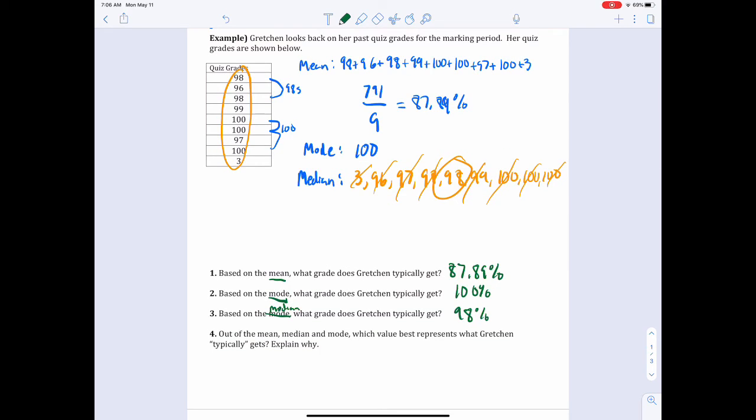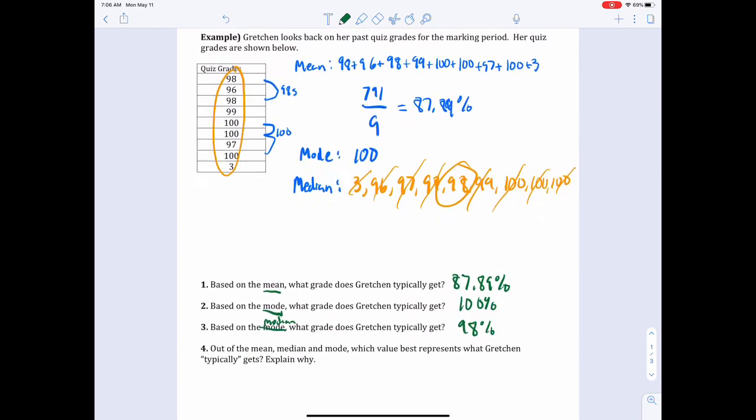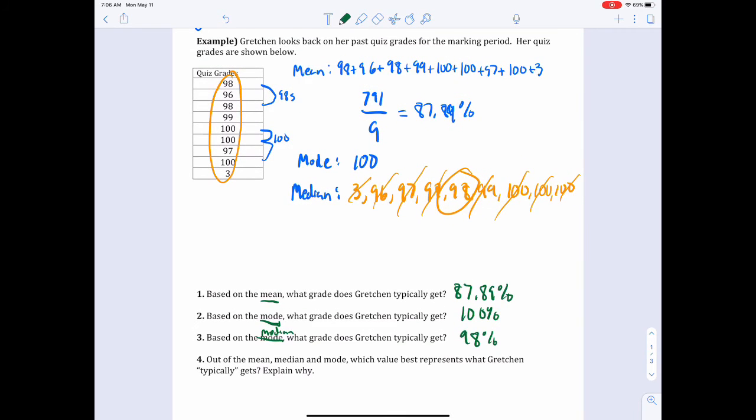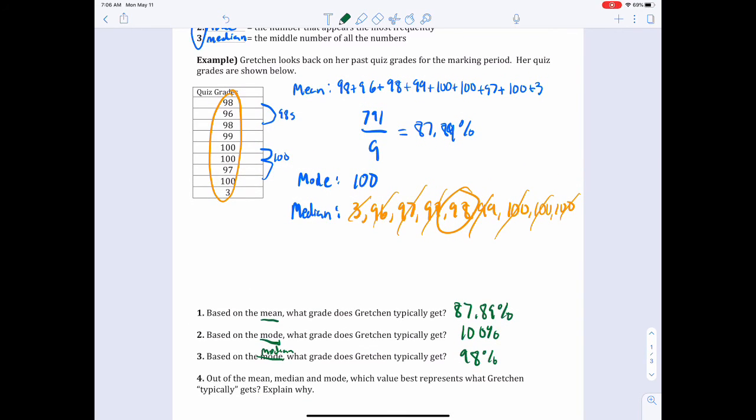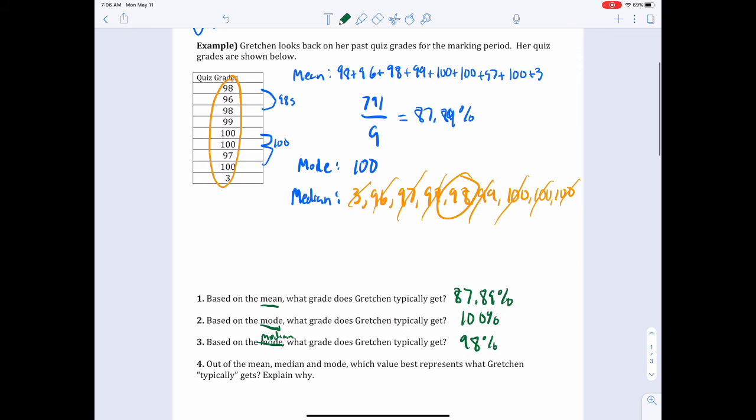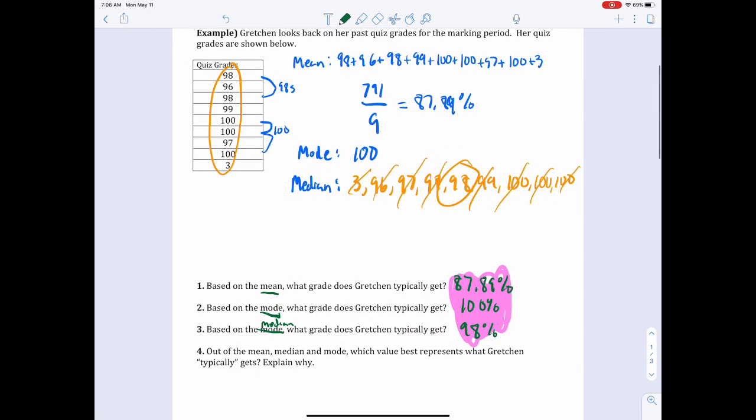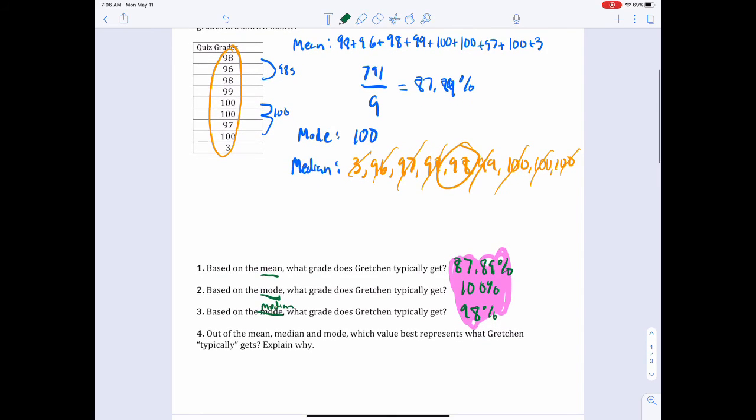So out of the mean, median, and mode, which value best represents what Gretchen typically gets? Explain why. If you look at these three numbers, think about which one you would say best characterizes what Gretchen normally gets. Does she normally get an 87? Does she normally get 100? Or does she normally get a 98? If you're asking me, I would say the median.